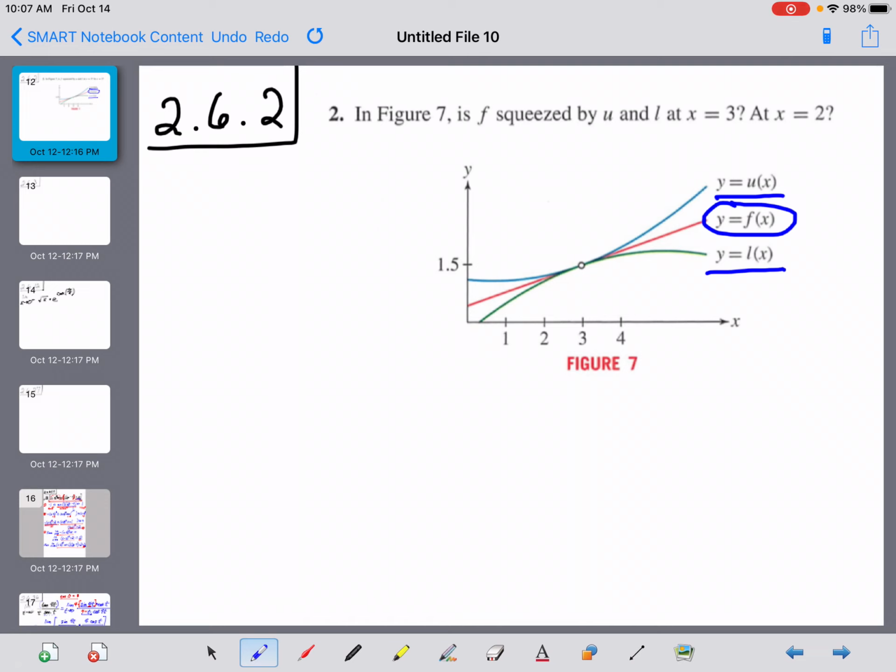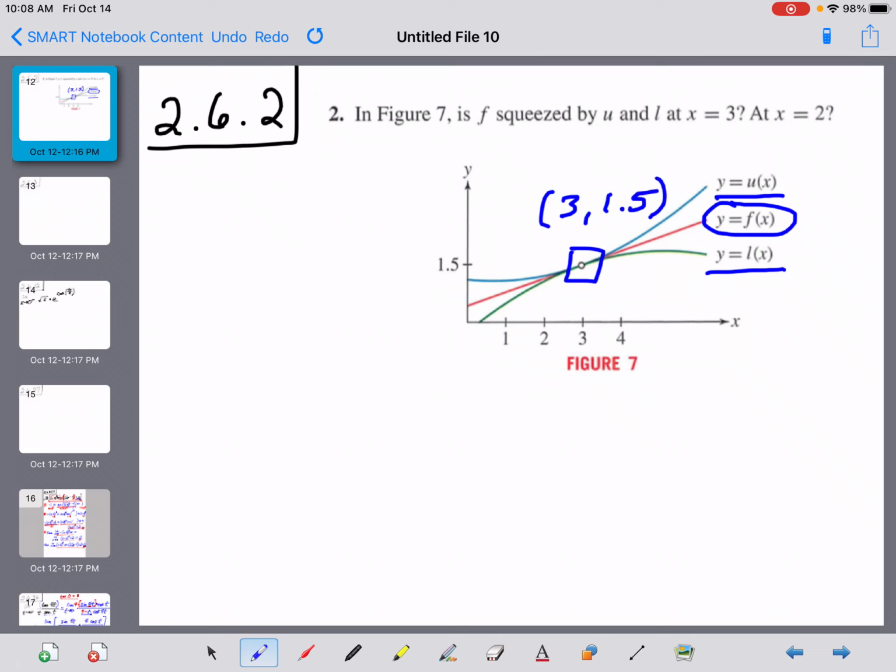And why I say this is the typical drawing, you can see that you've got this one function u of x up here on top. The green function L of x is always on bottom, but maybe not surprisingly, those three functions all converge and come together at this ordered pair right here, which appears to be 3 and then a y value of 1.5. So what's going on here?